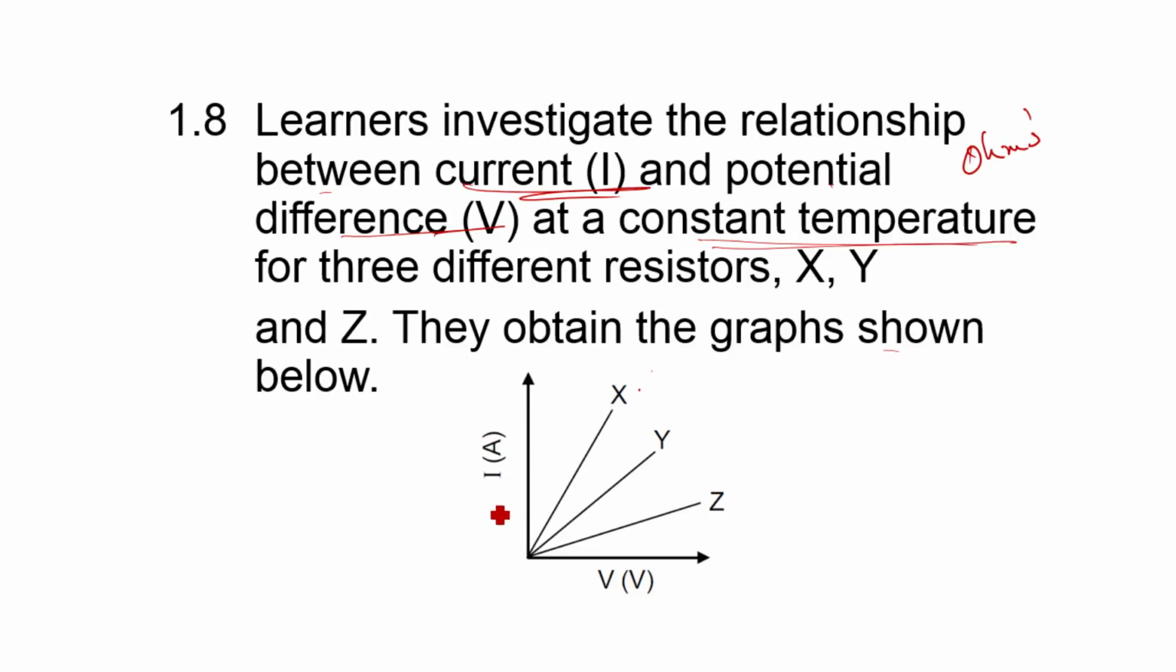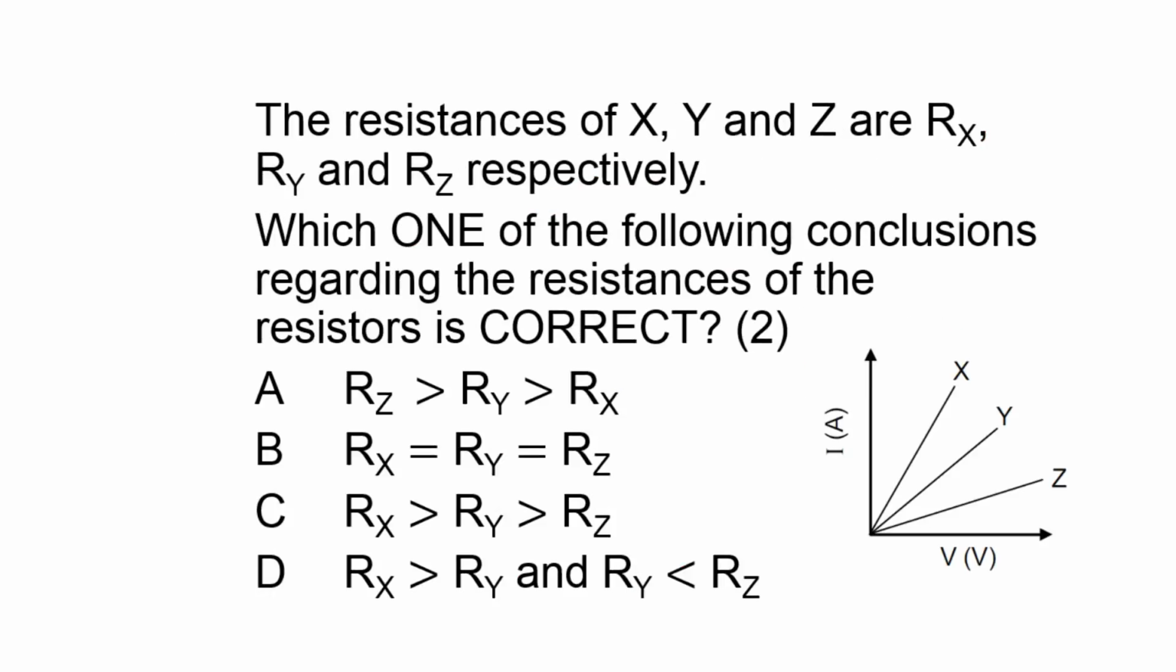Now here is current plotted on this axis. There is potential difference on that axis. And here are three graphs where the slope of the graph is going to be proportional to R, or it's going to give me the value of R. The resistances of X, Y, and Z are Rx, Ry, and Rz, respectively. Which one of the following conclusions regarding the resistances of the resistors is correct?